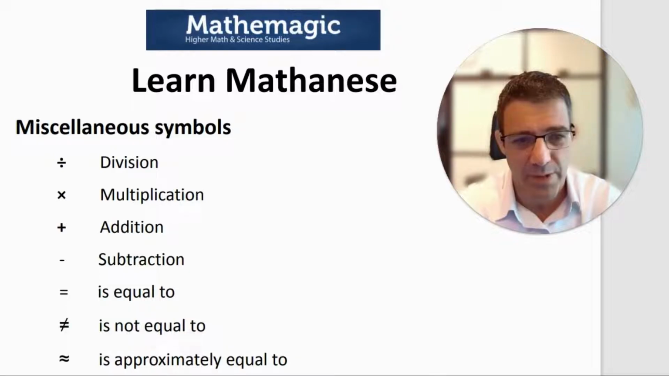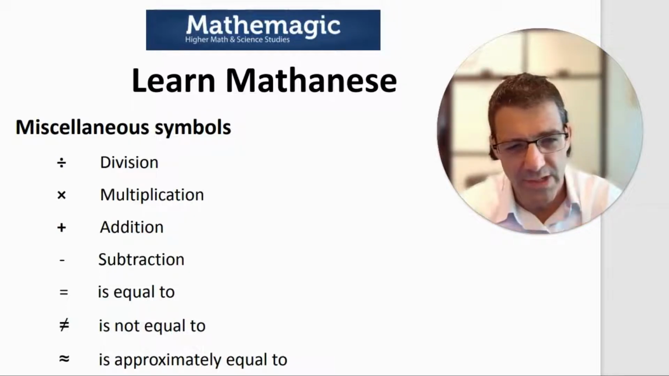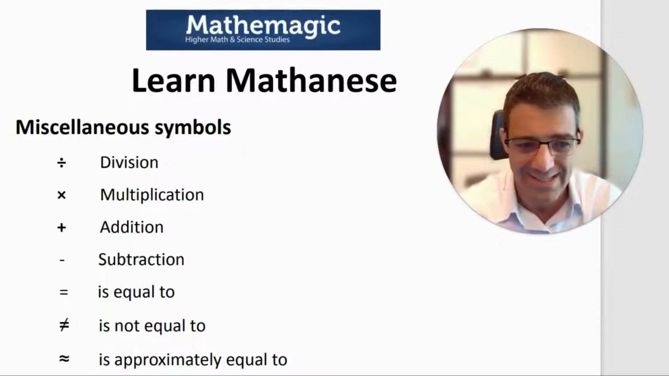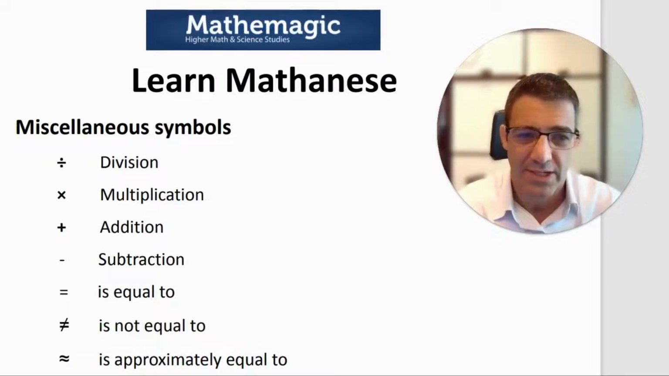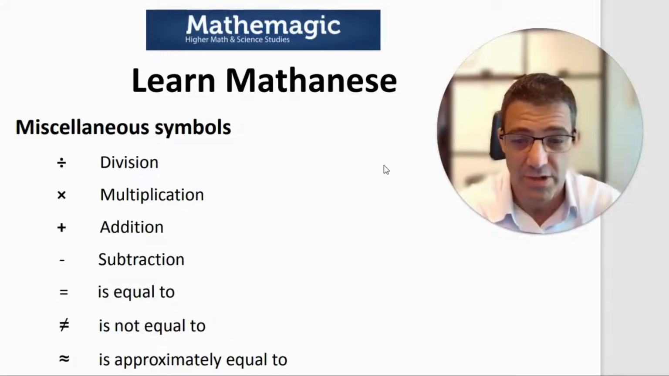The crossed out parallel lines is not equal to, and when you round a result at the end of a calculation that is not exactly the same, you should say is approximately equal to, so that it doesn't look like you're saying it's equal when it's not really equal.